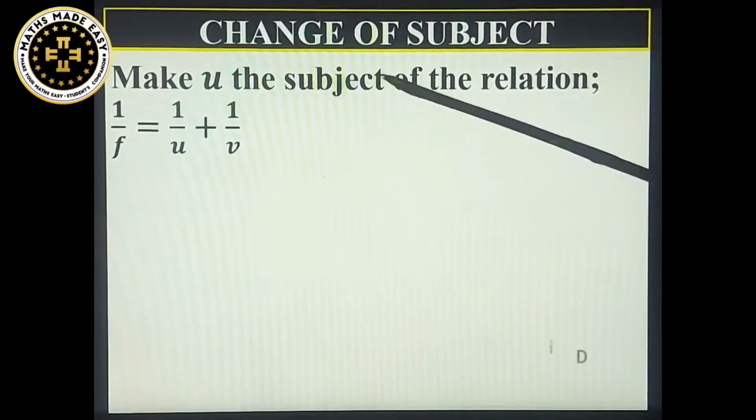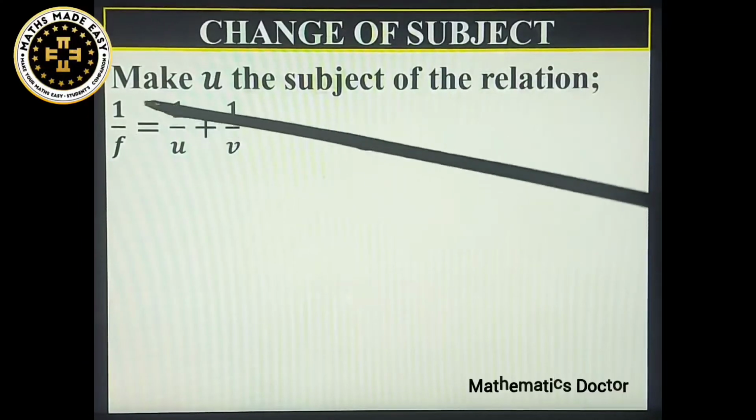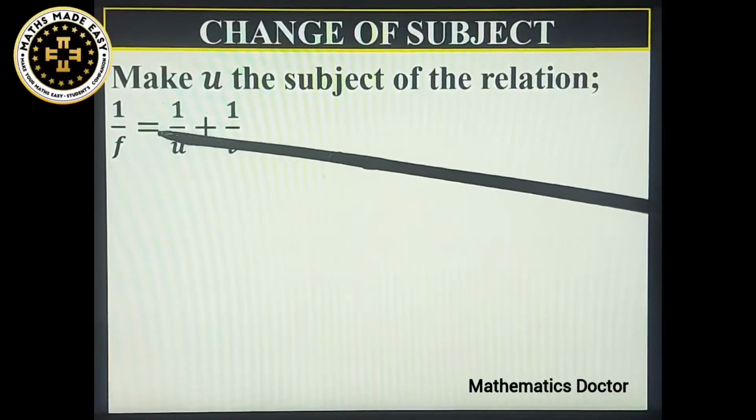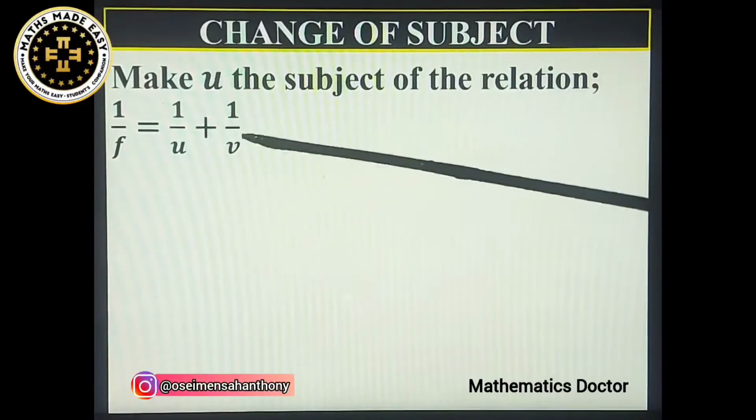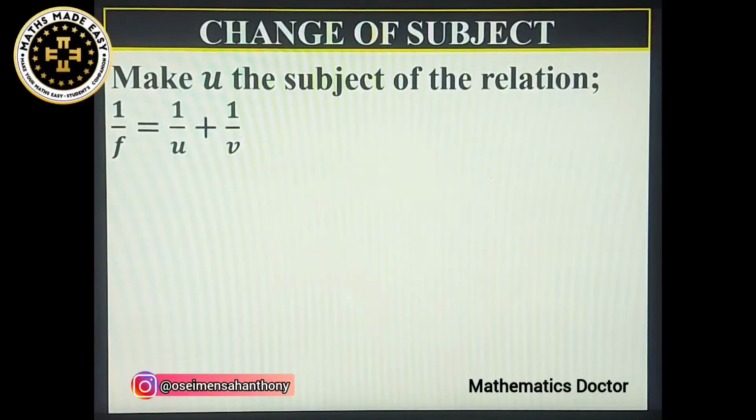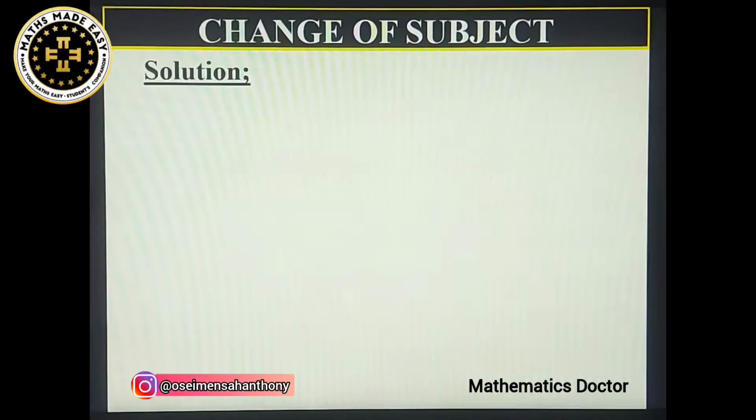Make u the subject of the relation 1 over f is equal to 1 over u plus 1 over v. So this is a relation made up of fractions, which is what we want to take a look at in this particular phase. Now let us get into the solution.